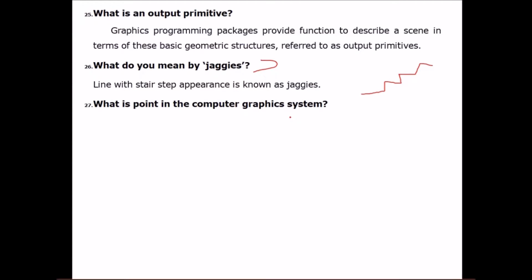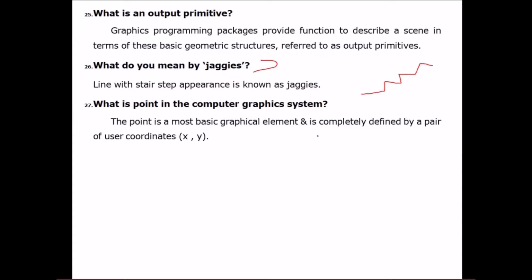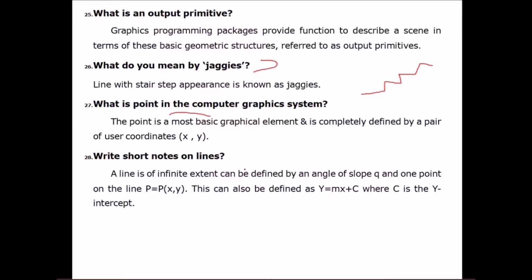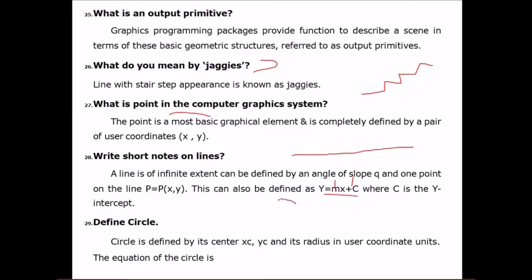What is a point in the computer graphics system? A point is the most basic graphical element, and is completely defined by a pair of user coordinates, x, y. Write short notes on line. A line is of infinite extent and can be defined by angle, slope, and one point on the line, P(x, y). This can also be defined as y = mx + c, where m is the slope and c is the y-intercept. Define circle. A circle is defined by its center at (xc, yc) and its radius in user coordinate units.